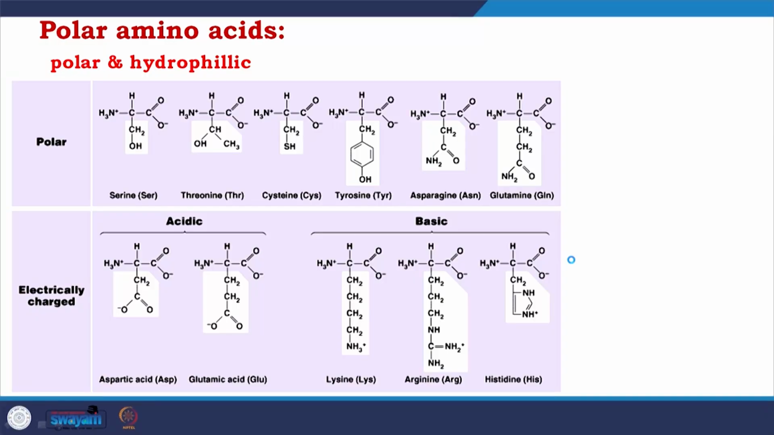Polar and hydrophilic, there are serine, threonine, cysteine, tyrosine, asparagine and glutamine. They are considered as polar amino acids, whereas aspartic acid and glutamic acid are acidic, whereas lysine, arginine, histidine are basic amino acids. So, those that are polar have groups which could be ionized, but the ones which are acidic and basic, they have or they develop real charges.